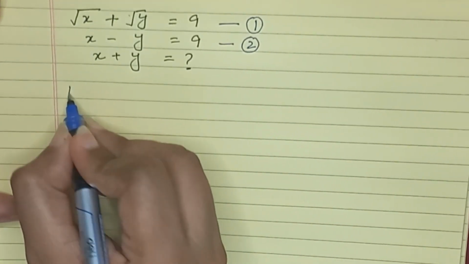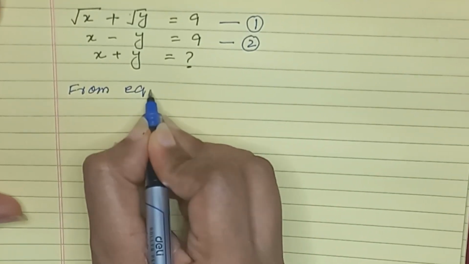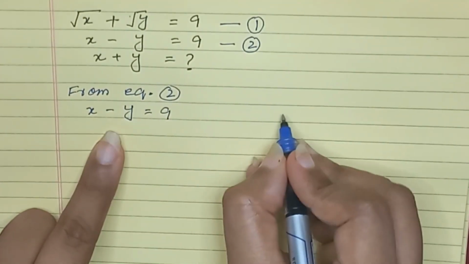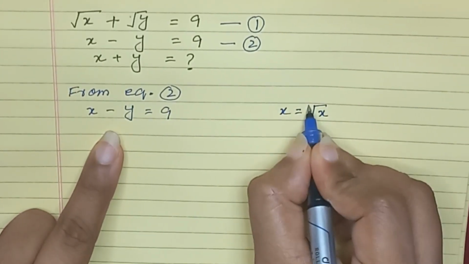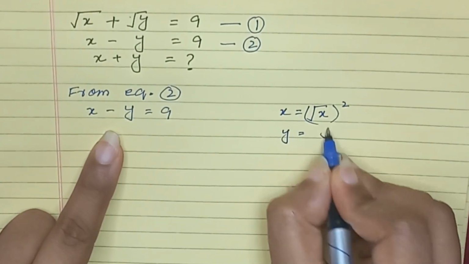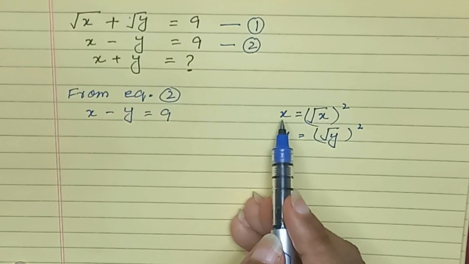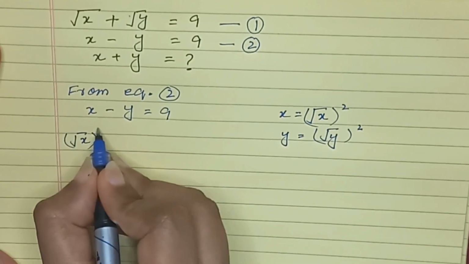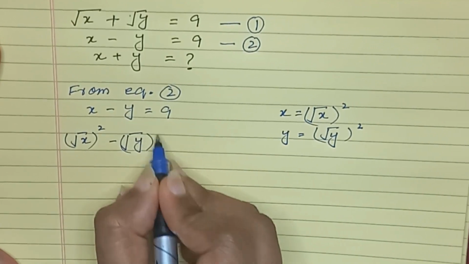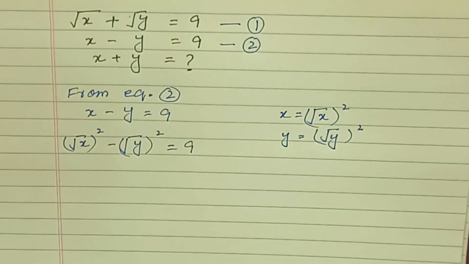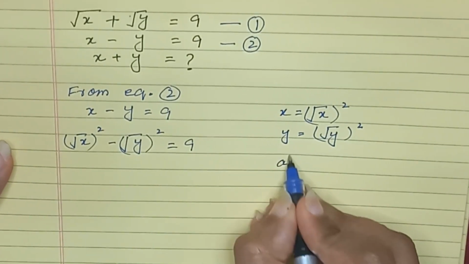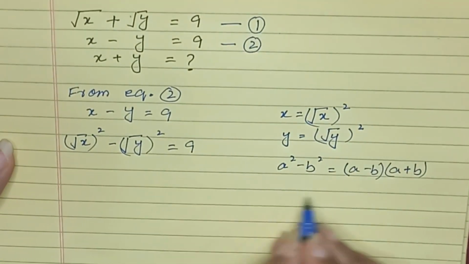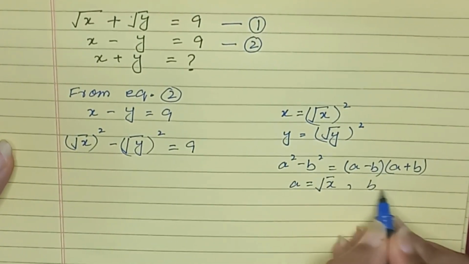Now from equation 2, x minus y is equal to 9. Here x is the same as the square root of x squared and y is the same as the square root of y squared. So we will replace x and y with the square root of x squared and the square root of y squared. It will become the square root of x squared minus the square root of y squared, which is equal to 9. Now you can see it is in the form of a squared minus b squared, which is equal to a minus b times a plus b, and here a is equal to the square root of x and b is equal to the square root of y.